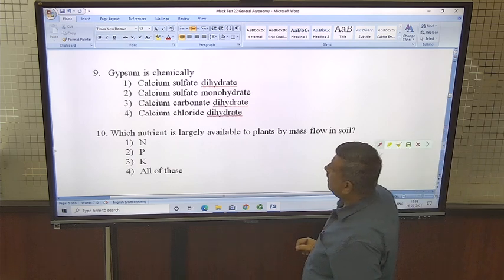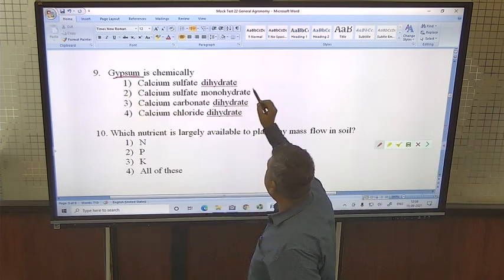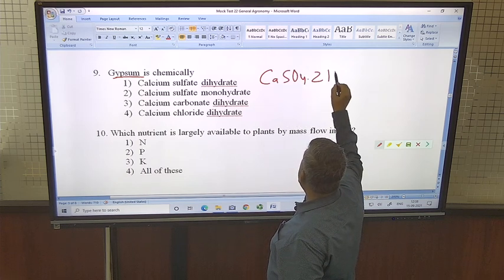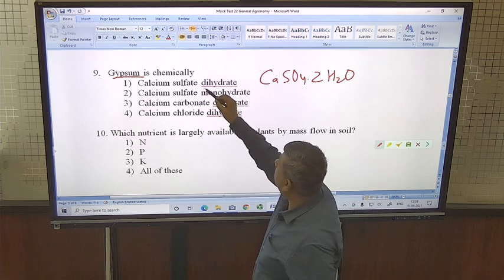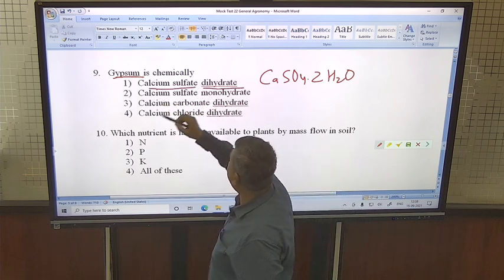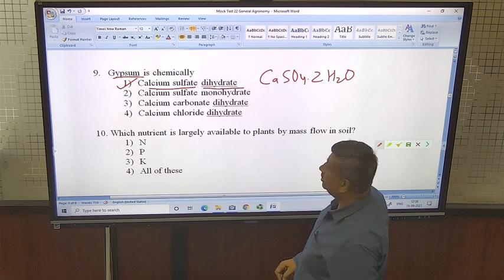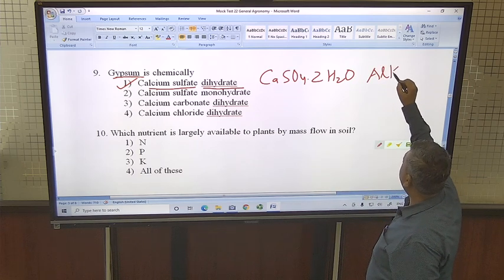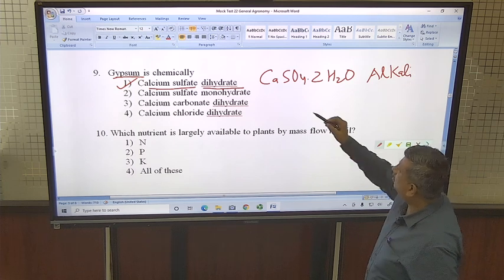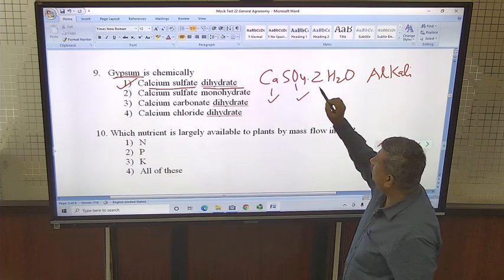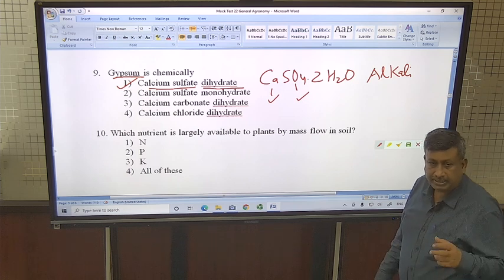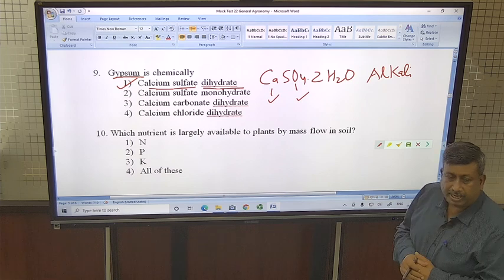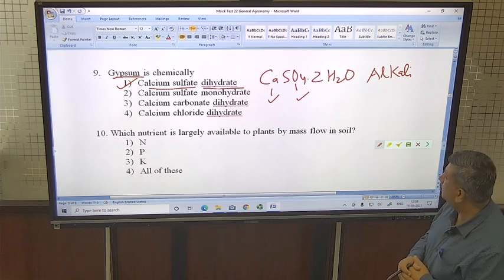Gypsum is chemically calcium sulfate, CaSO4·2H2O. So it is a dihydrate. This calcium is very important for reclamation of alkali soil, and gypsum is also a source of calcium and a source of sulfur. So two major nutrients are present in gypsum, and it is also very important for reclamation of alkali soils.